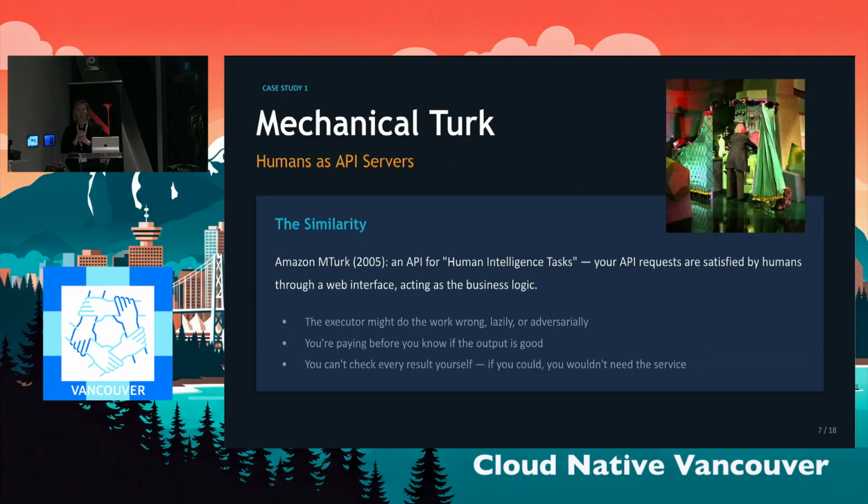So first, I want to talk about Mechanical Turk. Anybody know Mechanical Turk here? Show of hands. In 2005, I love to see it. In 2005, Amazon released access to an API, which allowed you to purchase what they called human intelligence tasks.